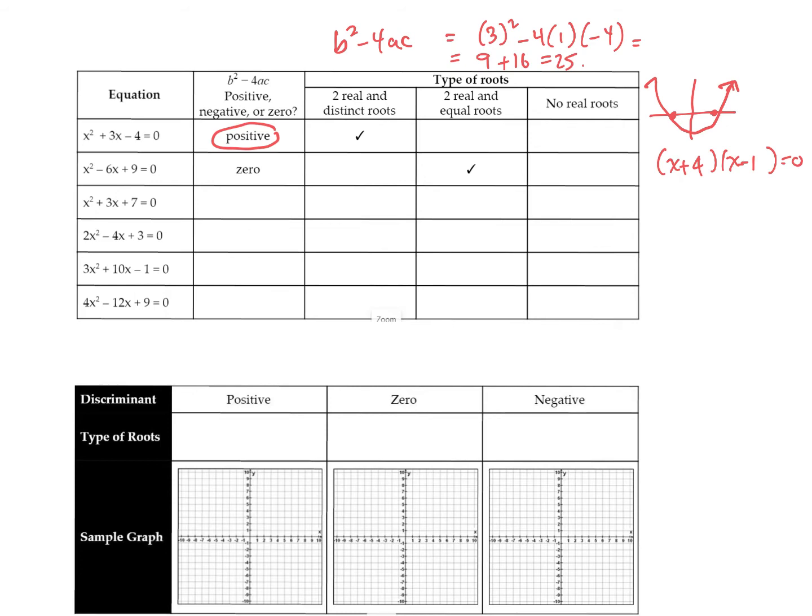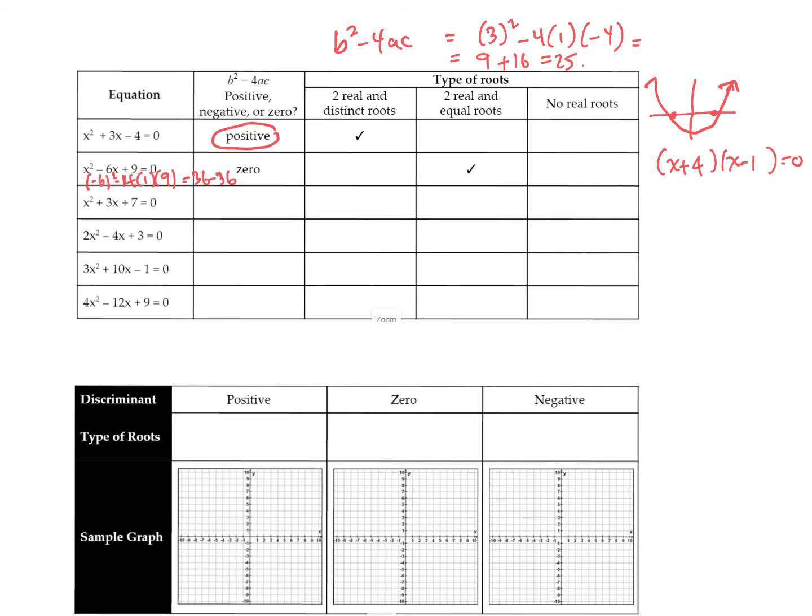But I don't really want to do the factoring. I just want to know how many it has. So I'm just determining b squared minus 4ac. If I had the second one, x squared minus 6x plus 9, b is negative 6, a is 1, and c is 9. That equals 36 minus 36, which equals 0.